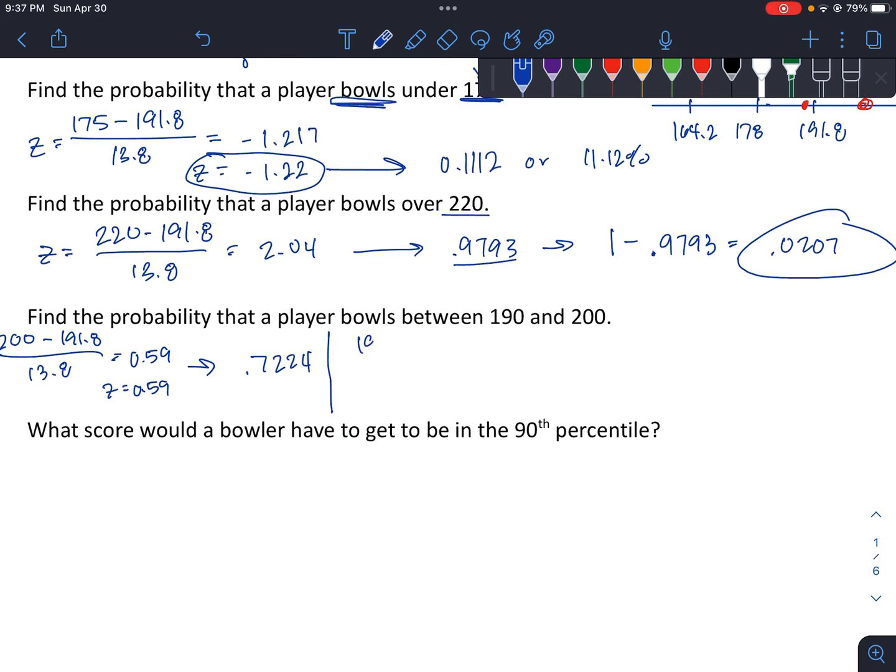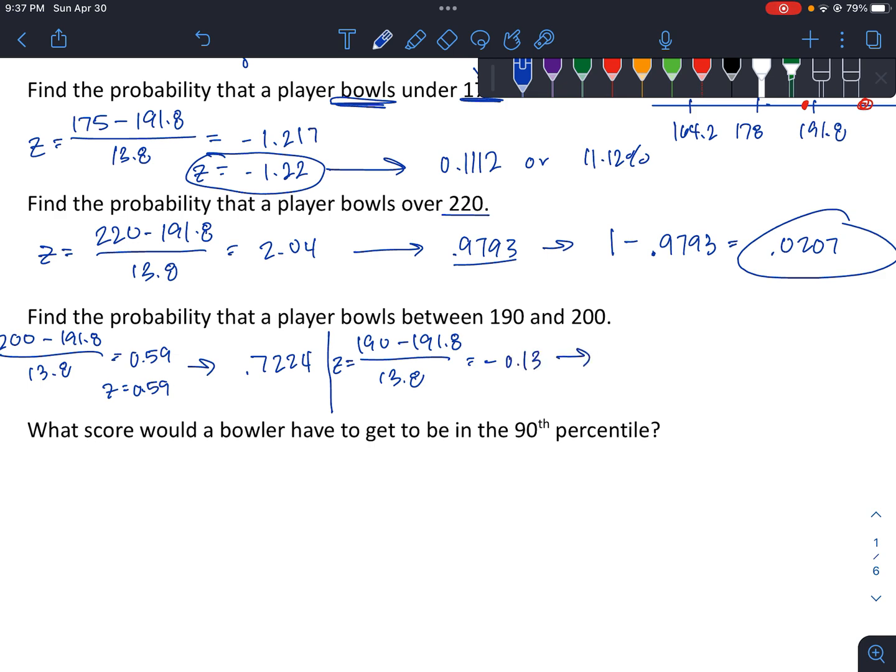So I'm going to take the 190 minus 191.8, divided by 13.8. This is going to be really close to 0.5, I think anyways. So 190 minus 191.8, and then divide that by 13.8, and I get a z-score of negative 0.13.